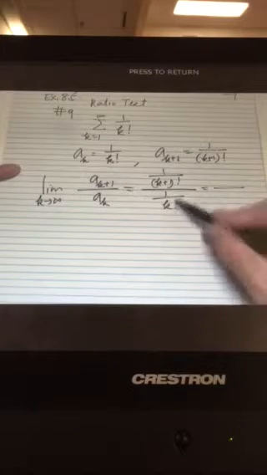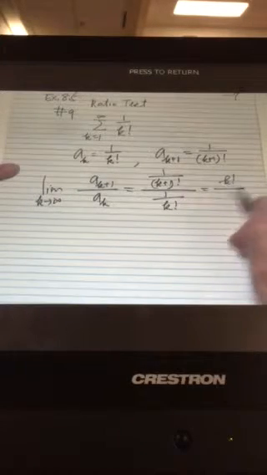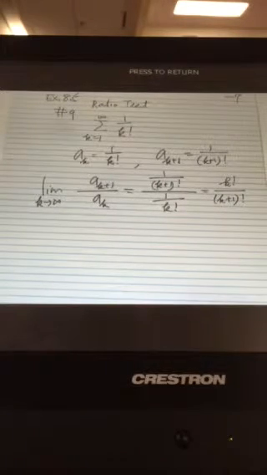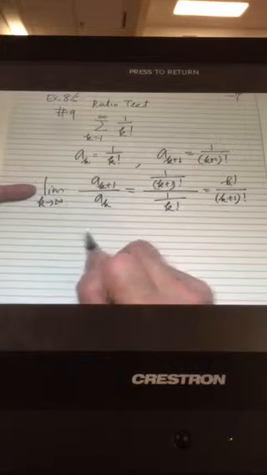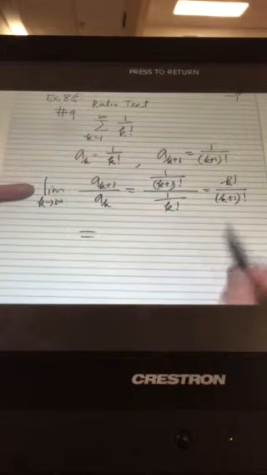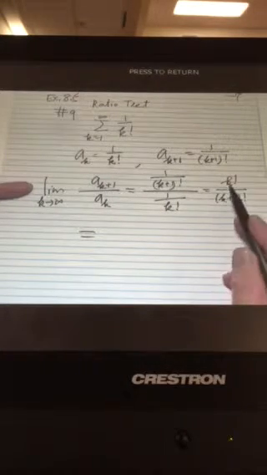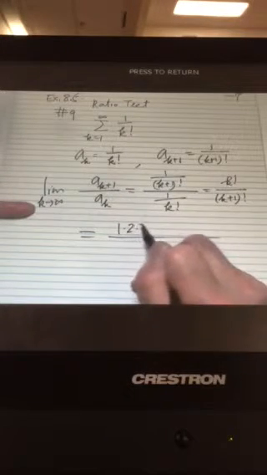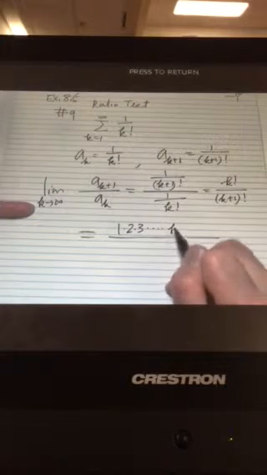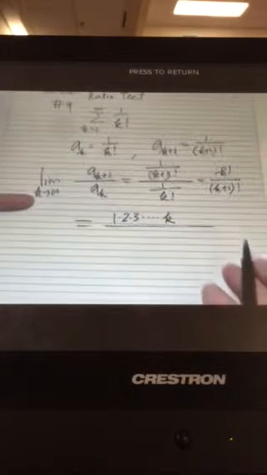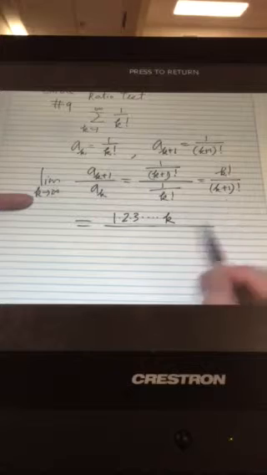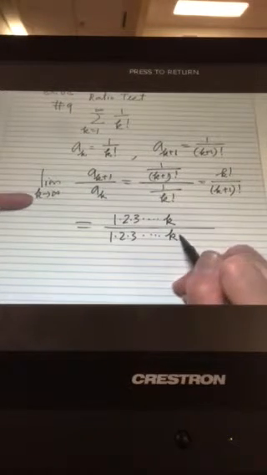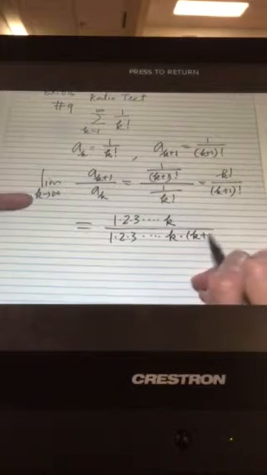So this becomes k factorial divided by k plus 1 factorial. Right? Okay, so I need to do some cancellation here. What's k factorial? It's 1 times 2 times 3 all the way to k. That's k factorial. What is k plus 1 factorial? 1 times 2 times 3 all the way to k, but not enough, all the way to k plus 1.